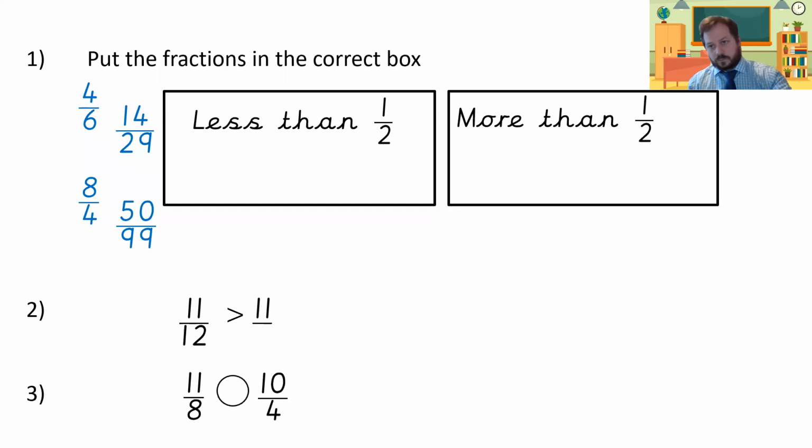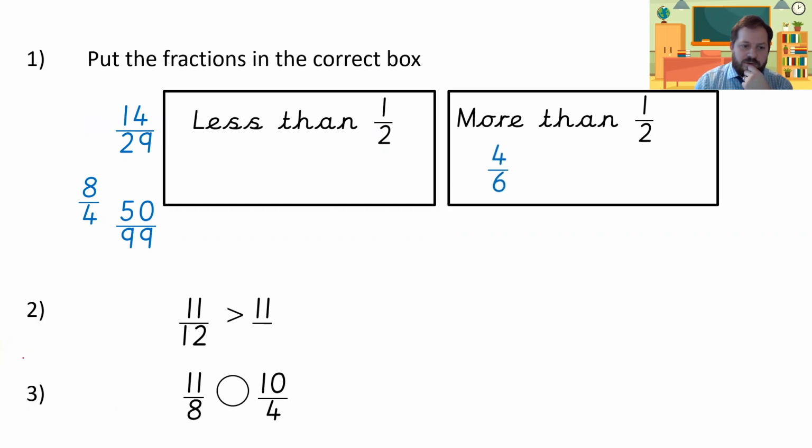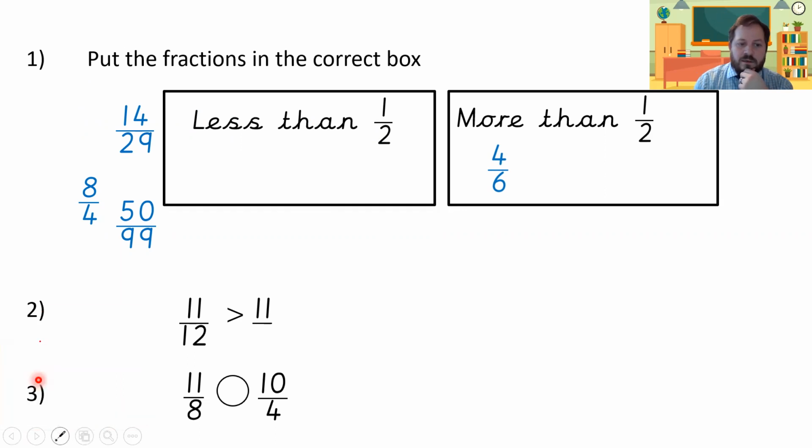Okay, so the first one is putting the fraction into the correct box, either less than a half or more than a half. So what you're doing is having a look at the numerators and seeing if they are more than a half of the denominator. If they are, then you know it's more than a half. So half of 6 is 3. 4 is more than that, so it's more than a half.